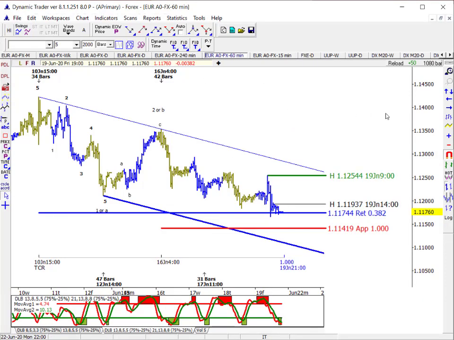I'm going to take a quick look at the 60-minute data, the intraday data. Again, potential 1, ABC for a 2 or B, and then this is the potential wave C. And just taking out Friday's high is a definitive pattern reversal signal that the low is complete.